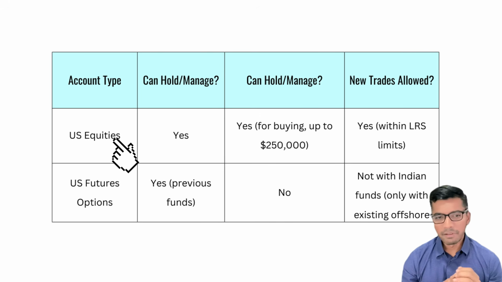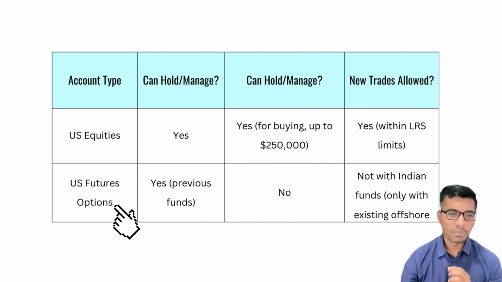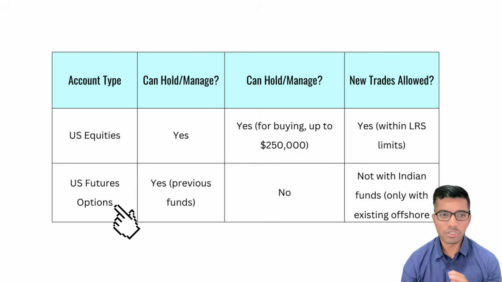Now let's look at the derivatives. You can still hold and manage the accounts, but this is only through the funds that you have acquired while living abroad. You can't remit money from India to abroad for a new transaction. So you can't purchase new trades with money coming from India, but you can with the money that you have acquired while living abroad. So keep in mind the LRS restrictions, which is $250,000 per year from India that you can remit for funding your accounts and if you wanted to trade any stocks with that remitted money.